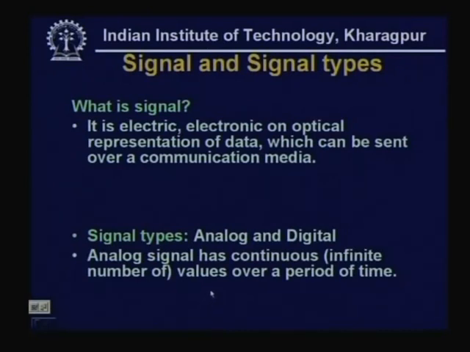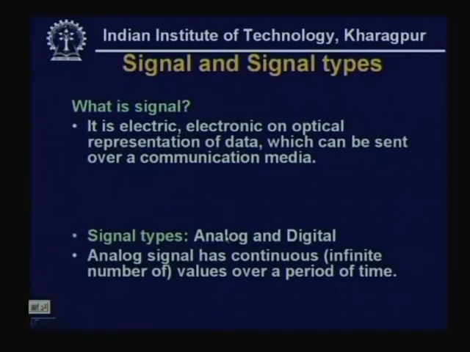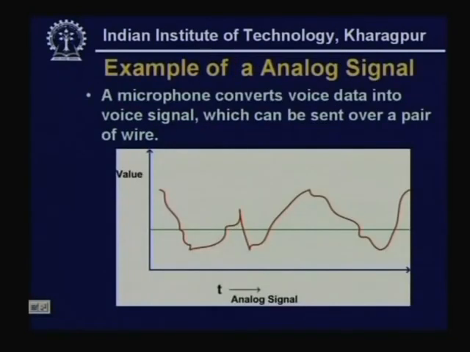Again, as we shall see, signals can be of two different types, analog and digital. An analog signal has continuous values over a period of time, or you can say an infinite number of values over a period of time. For example, here is an example of an analog signal.